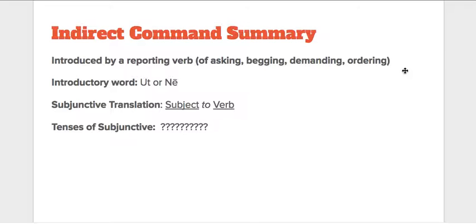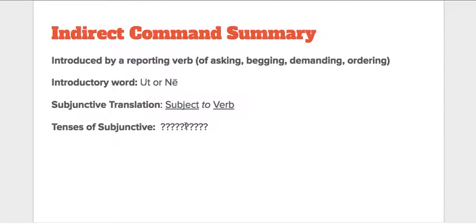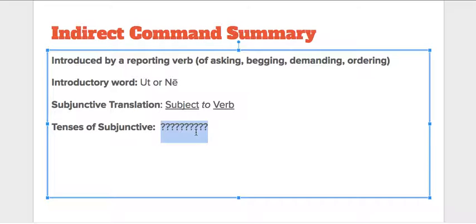If you have to translate the actual word in the subjunctive, we're going to translate it as subject to verb, right? Because the student asks you to tell a joke. And then what tenses of the subjunctive might we see with indirect command? In order to answer this question, I would recommend that you pause the video and think about your sequence of tenses chart. If indirect commands are reporting a command, what tense of the subjunctive might you see? This is kind of a complex idea, but it's a good stretch. So pause the video and think about it, and then I'm going to move on.